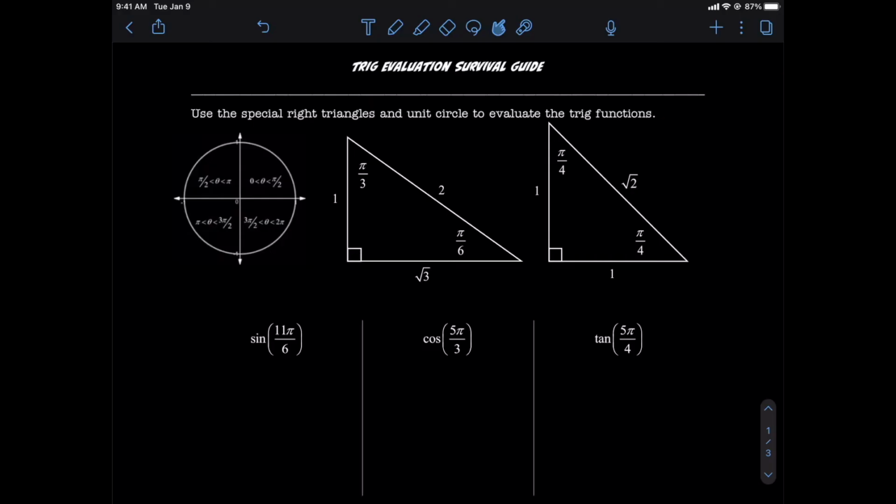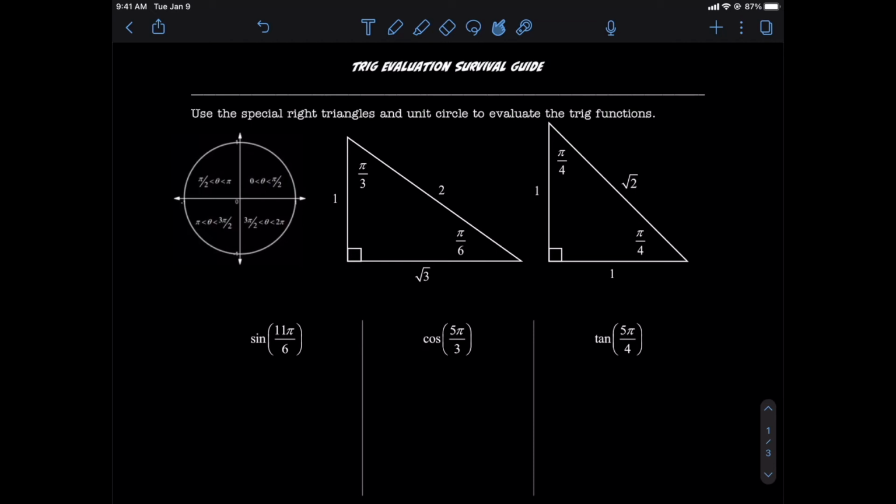Alright, let's get down to business and actually do some evaluation. Hopefully after these examples you can appreciate how easy this skill really is. Posted on screen, we have the unit circle and the 2 special right triangles. You'll see how we refer to all 3 of these throughout the process of evaluation.